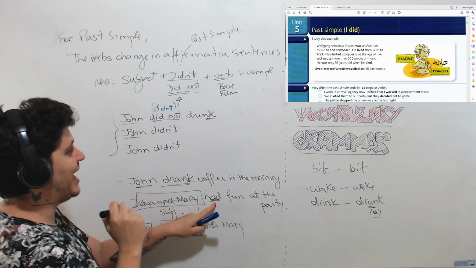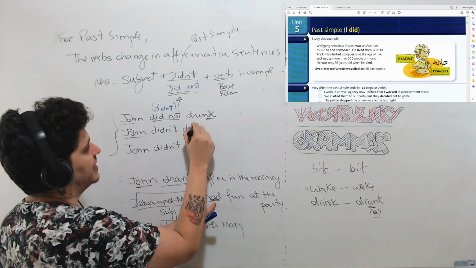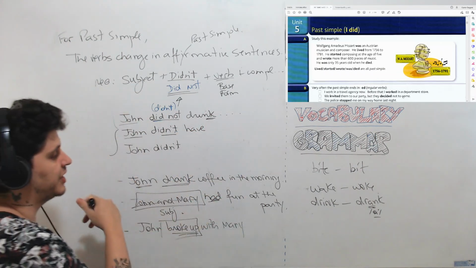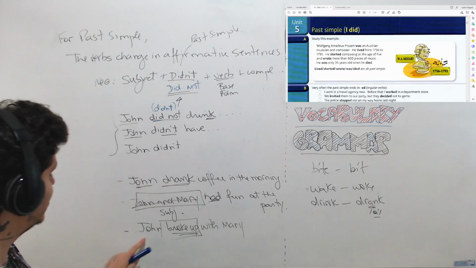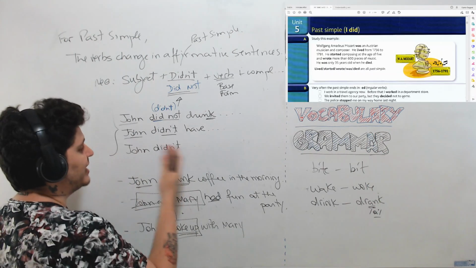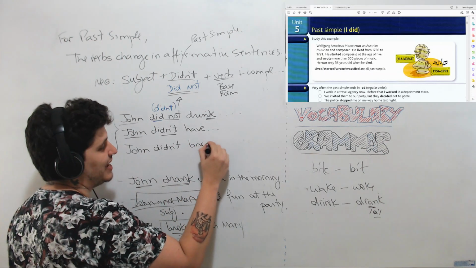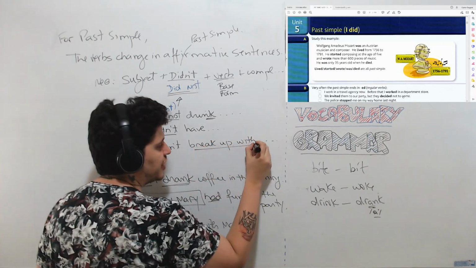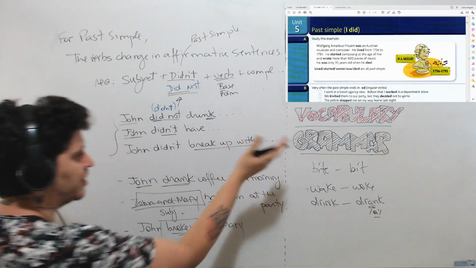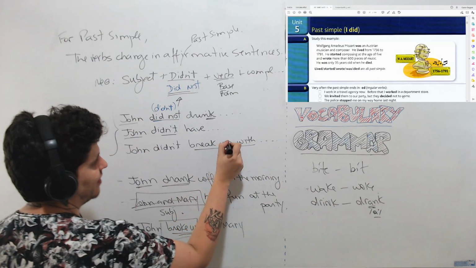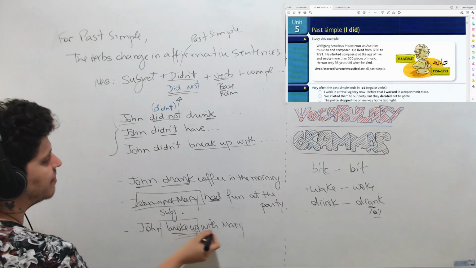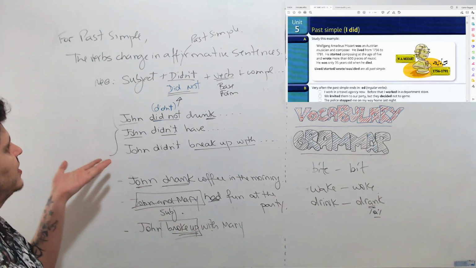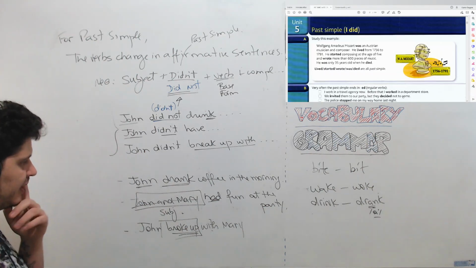John and Mary had fun. So if it's in the negative, they didn't have fun. The verb returned to the original form. John broke up with Mary. The negative, John didn't break up with Mary. So the verb follows along with its particle. So if in the present I've got "break up with", in the past I will have "broke up with". It doesn't change. Okay?